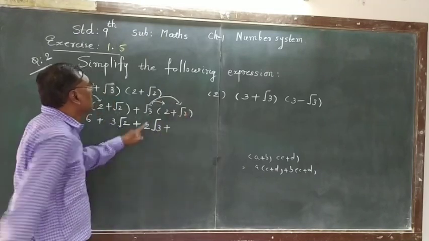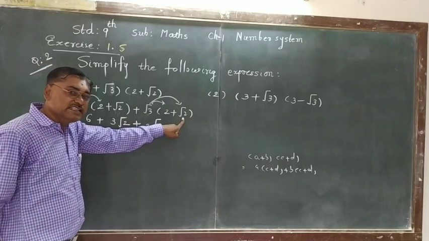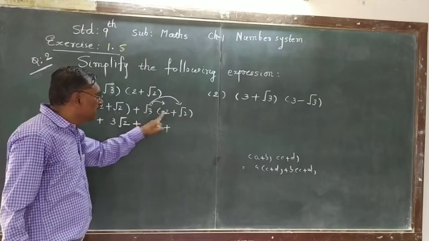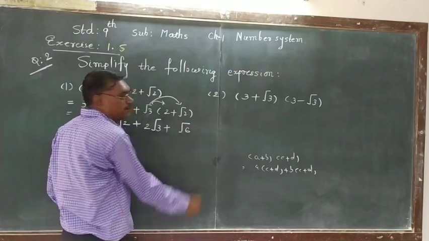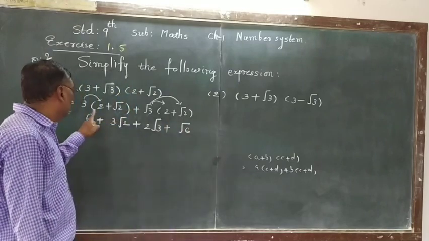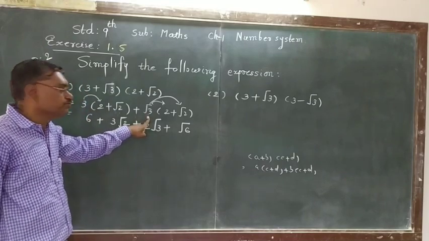Now multiply root 3 multiply root 2. Now we can see easily root 3 multiply root 2 is root 6, because both are root numbers. So we can multiply. In another place we cannot multiply directly.